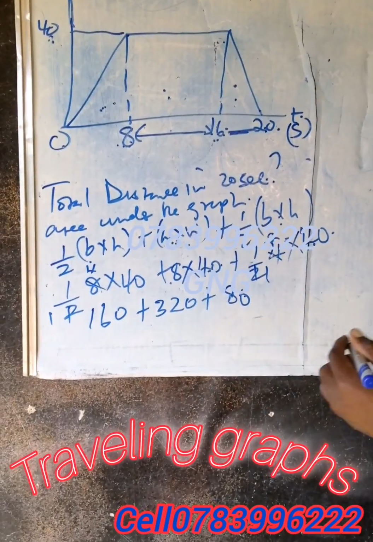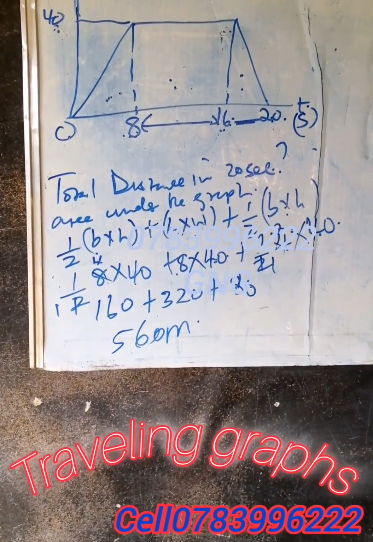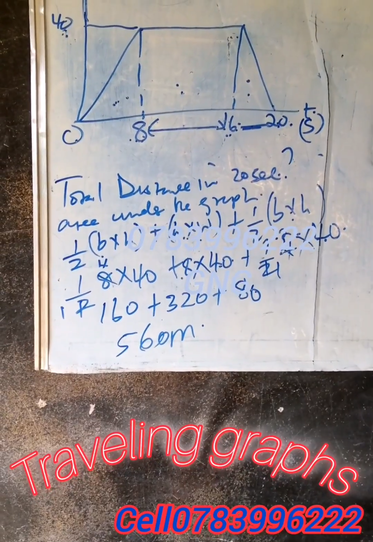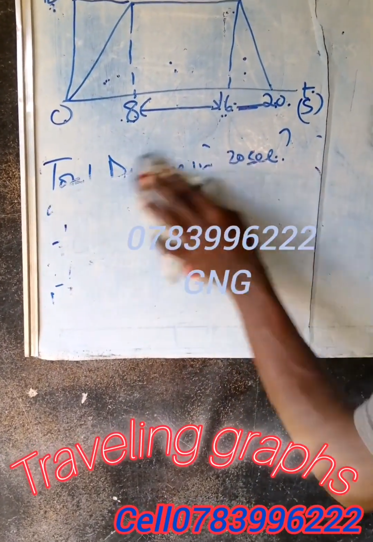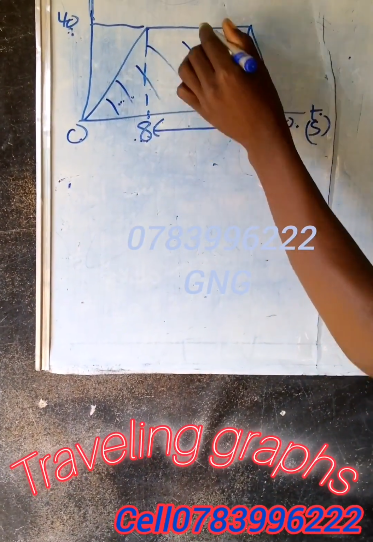So we add all these things, we may get 560 meters. This is the total distance traveled. Or we may use another formula looking at this shape. This shape is a trapezium.